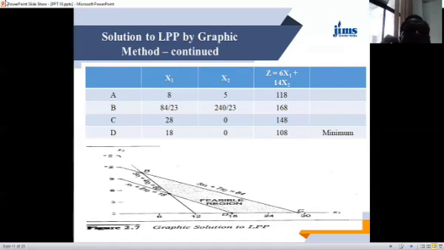We calculate Z, which is 6x1 plus 14x2. The minimum value is at point D, which corresponds to x1 equal to 18 and x2 equal to 0. So this is the minimum value. This minimization problem had two different kinds of constraints, one greater than or equal to and another less than or equal to. Both the conditions have been satisfied here, and we have got the minimum value. So through graphical solution, it is also possible to deal with different kinds of inequalities.